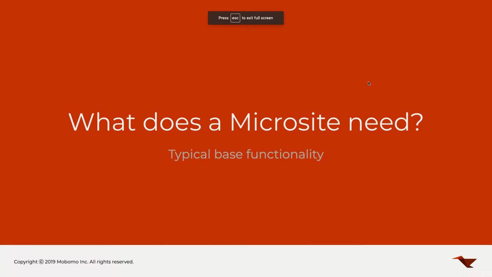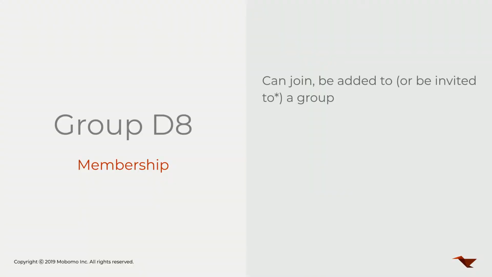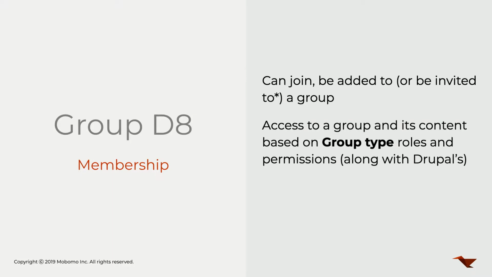So what does a microsite need? Your typical base functionality. What does it take to build something like that? Obviously you need membership. You've got people that need to be added, be able to join by some mechanism, or be invited to. There's actually a patch I'll link to down in a second. They're working on adding that in there.